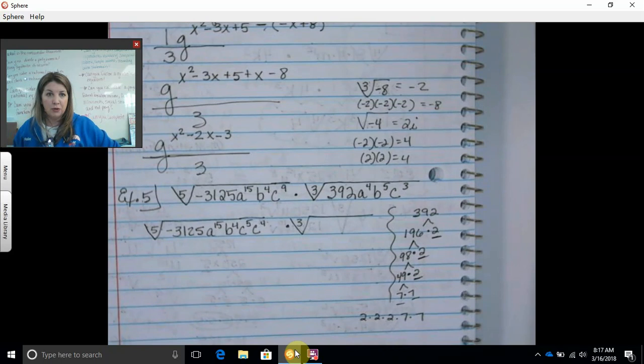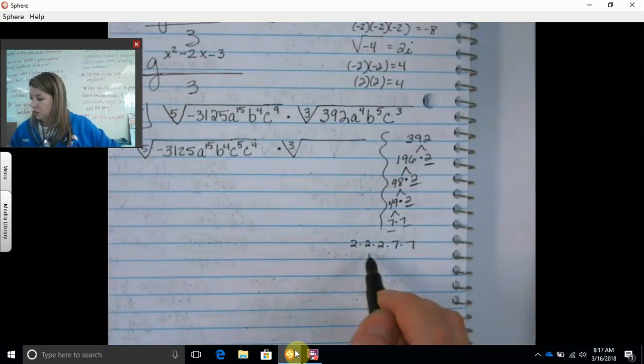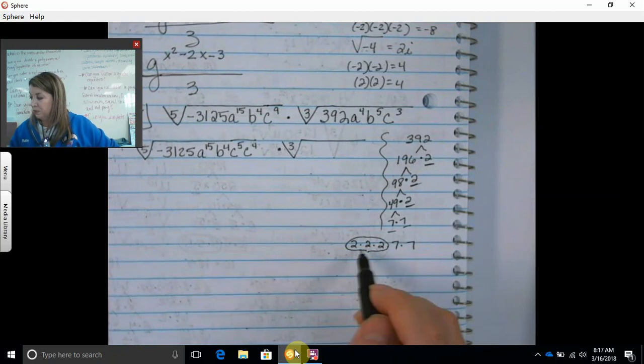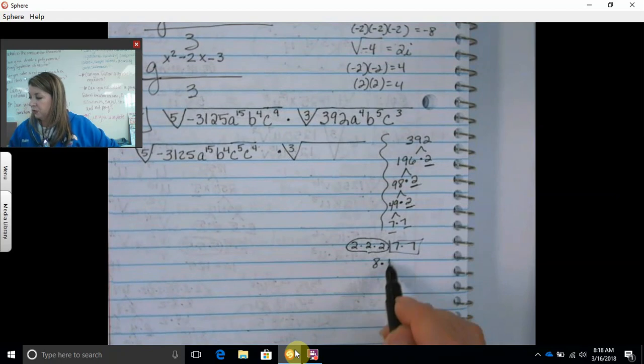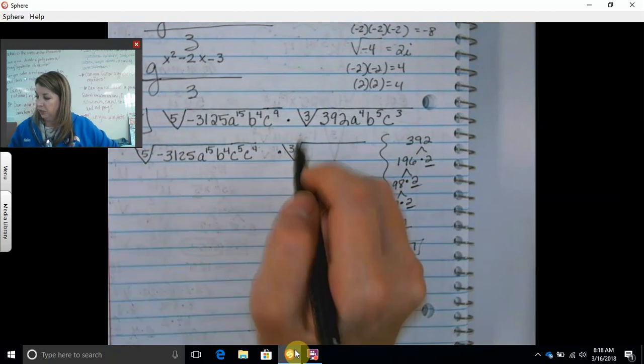And I'm looking for groups of 3 this time. So I've got 3 2's, so that's going to make a perfect cube. 2 times 2 times 2 is 8. Whatever's left, just multiply those together. So I'll replace 392 with 8 times 49. Okay? Everybody cool with that?